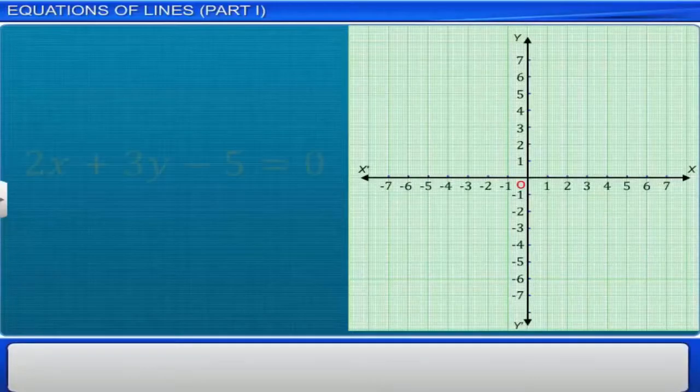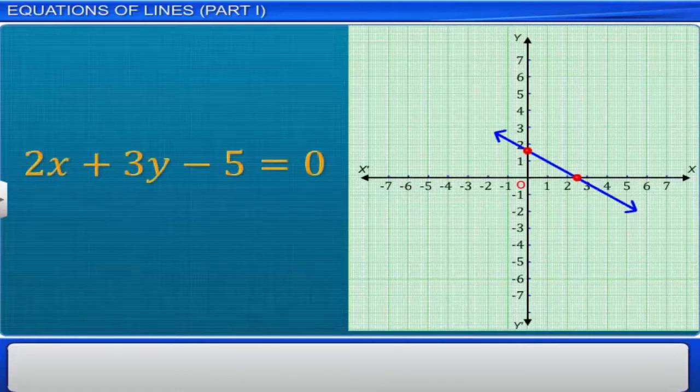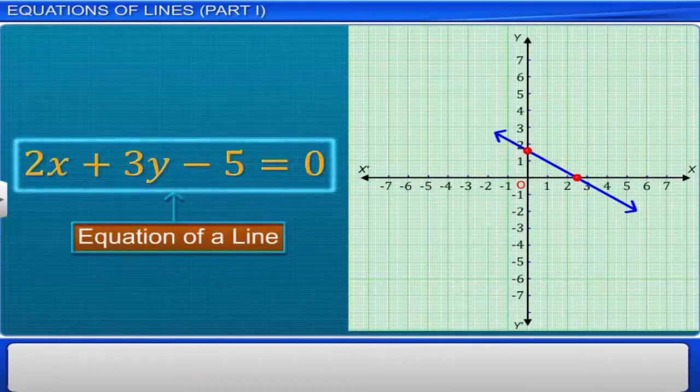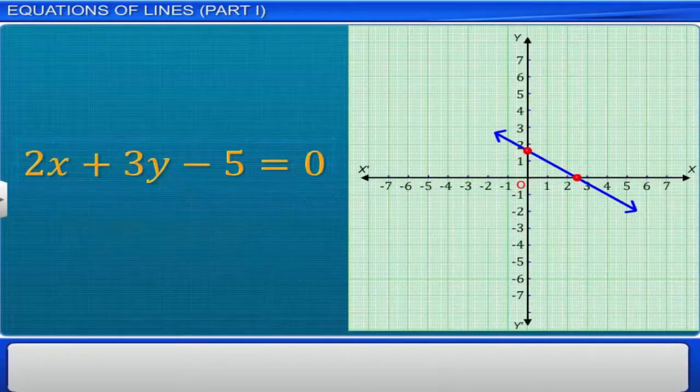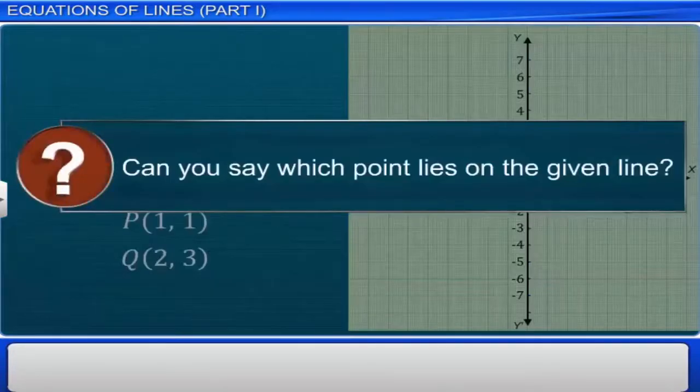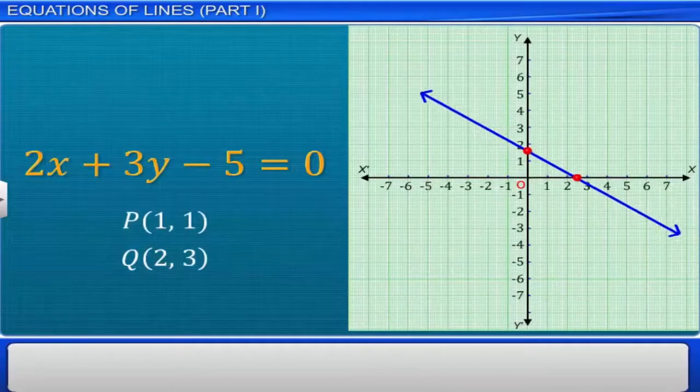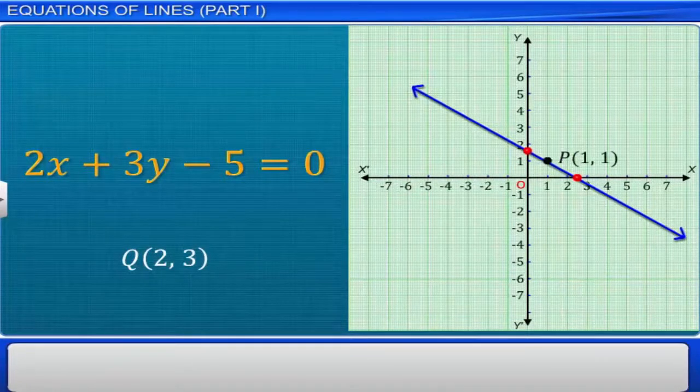We know that the graphical representation of a linear equation in two variables is a straight line. In the coordinate system, such linear equations are called equations of lines. Equations of lines have different forms such as point-slope form and two-point form. Let's consider points P(1, 1) and Q(2, 3). Can you say which point lies on the given line? Let's extend the line. We see that the line passes through point P(1, 1).